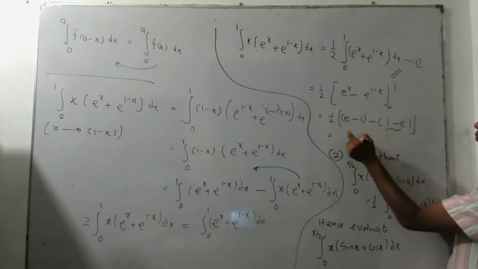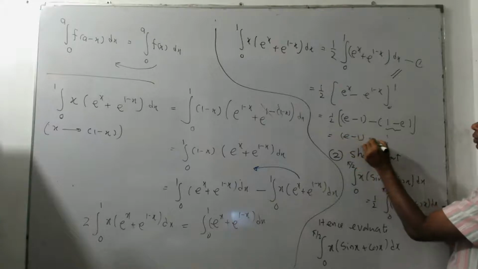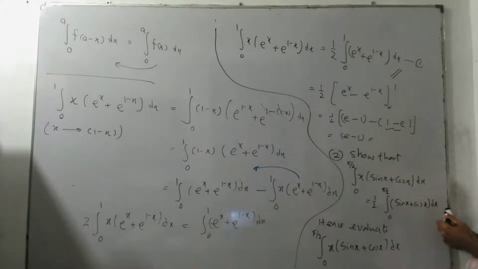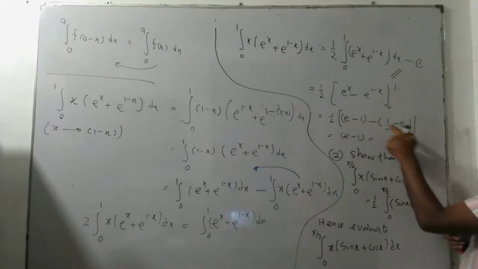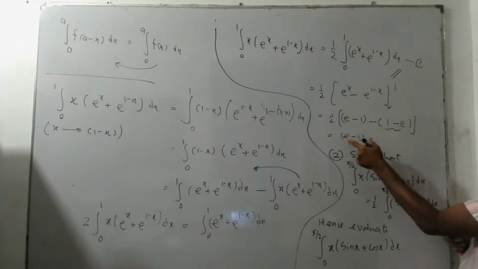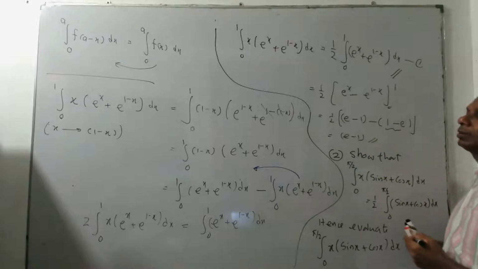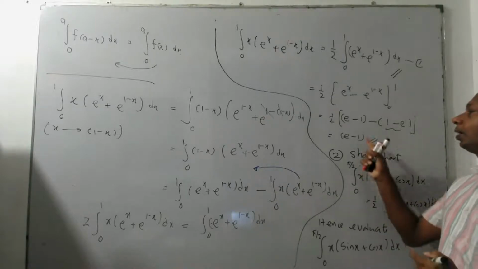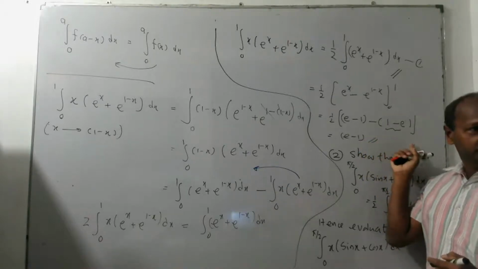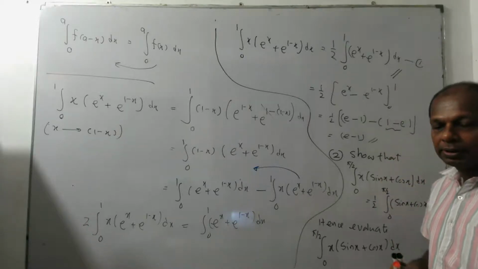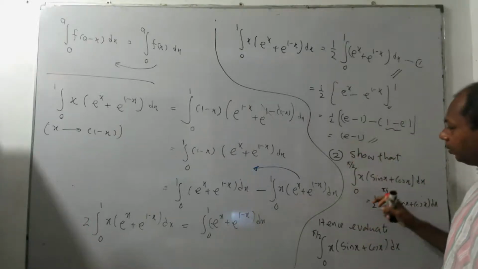Plus e minus 1. So it's e minus 1. These two will add and e minus 1 is approximately 2.713 minus 1, so finally it will be equal to around 1.713. Anyway, you can just leave it like that and then go to the second.